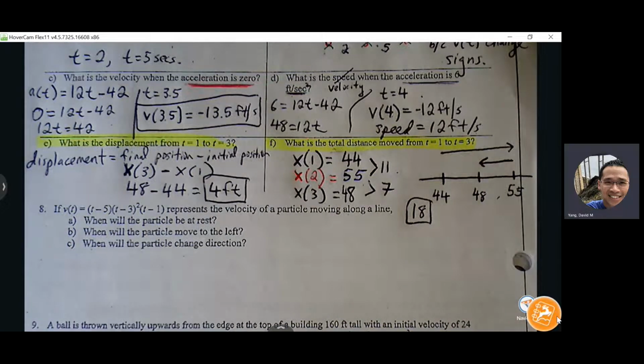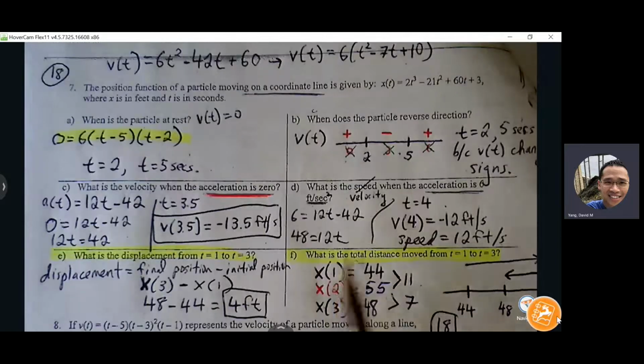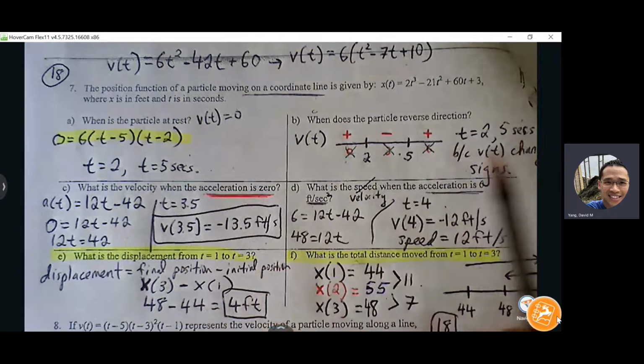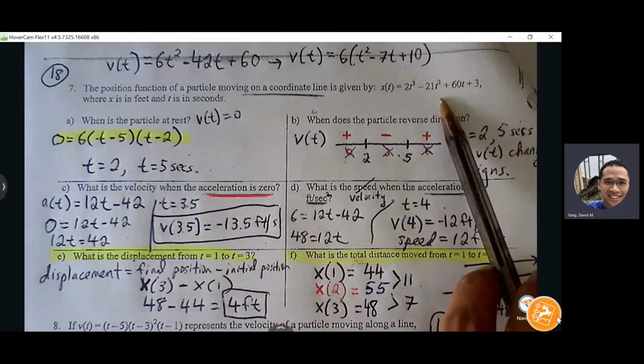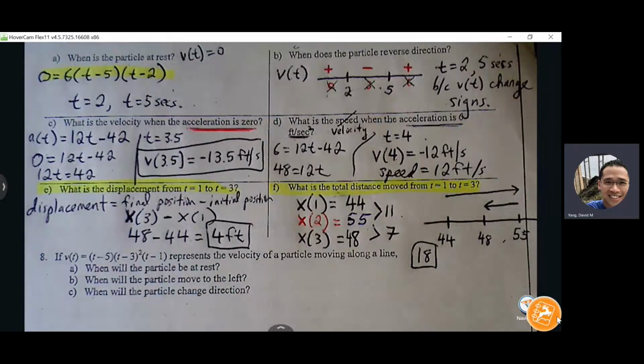Get 55 for x of 2. Right, how to get 55. So 55 means where is this object located 2 seconds in? So you would enter 2 in for all the t's in the position function. So it'd be 2 times 2 cubed minus 21 times 2 squared plus 6 times 2 plus 3. And then you would end up with 55. But I'm skipping all that calculation to speed us along.